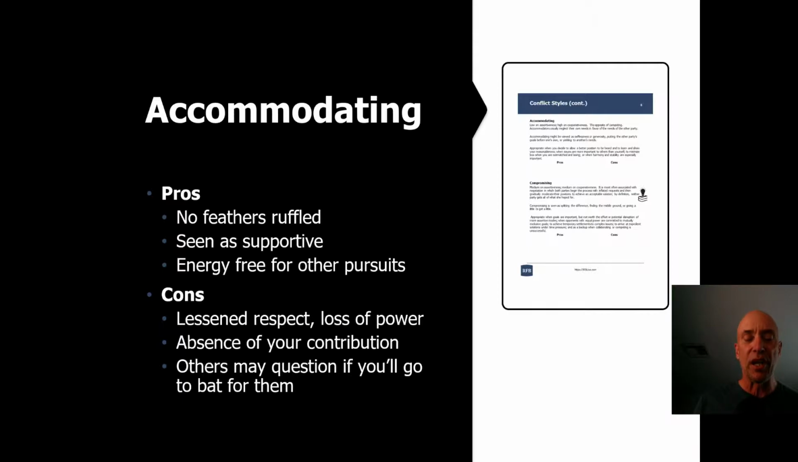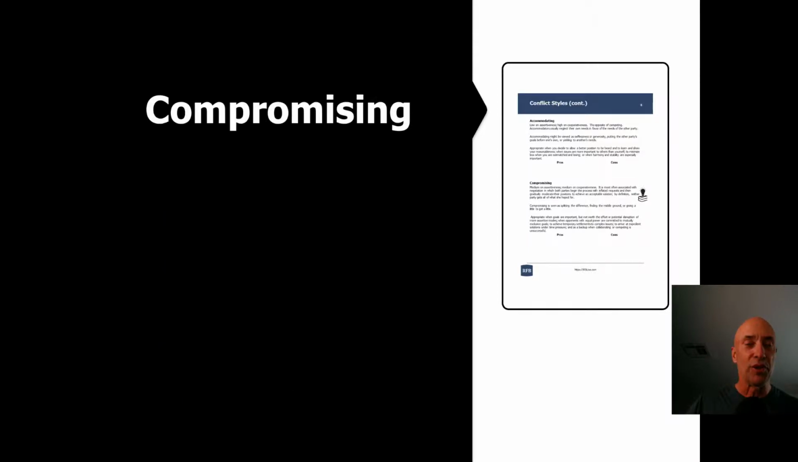If you're always accommodating, people are going to respect you less. They're not going to think that you stand up, even though you may have good reasons in your own head why you're giving to the other person. In their head, eventually they'll say, wow, no backbone. He won't go, or she won't go, to bat for me. So, accommodating. The fourth style is known as compromising.